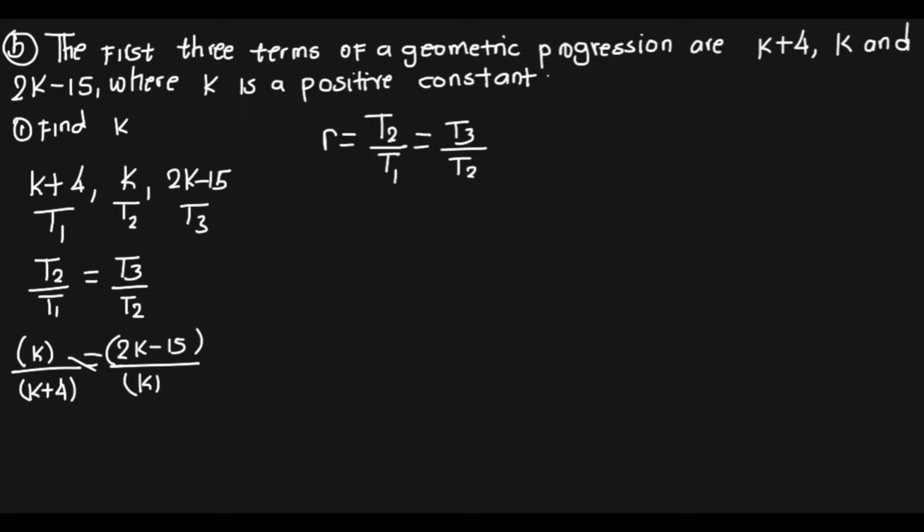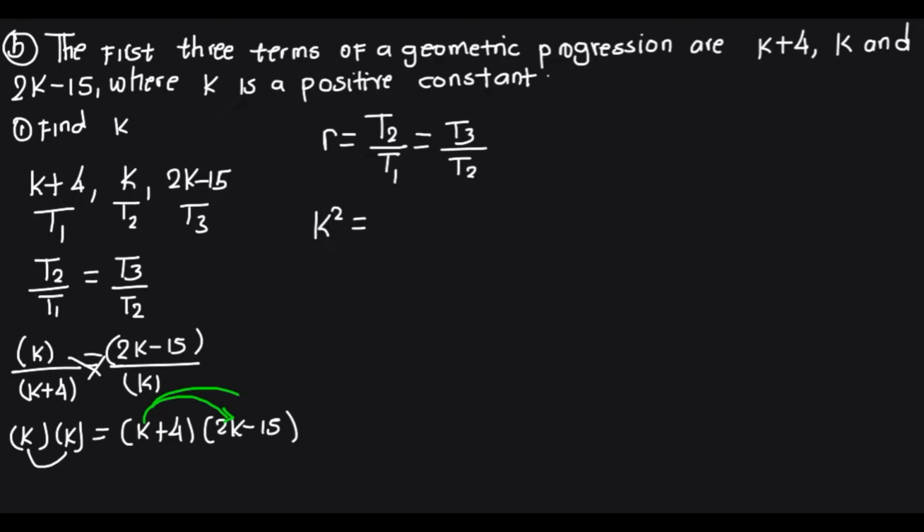Now we are going to cross multiply. So if we cross multiply, we are going to say k times k. Then here we are going to have k plus 4, then times 2k minus 15. So we can now use algebra to expand these brackets. So the first one, we can just say we have k times k. This will give us k squared is equal to. Now for the other one, the k will multiply with the 2k. The second one will multiply with negative 15. So k times 2k, we get 2k squared. Then we multiply negative 15 times k is just negative 15k.